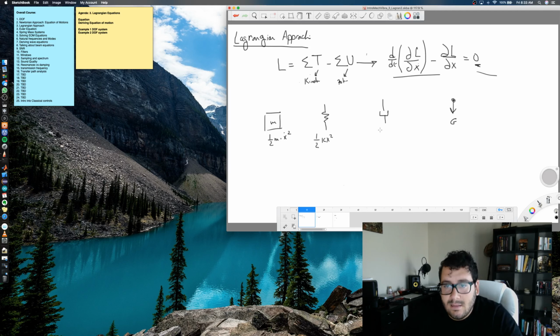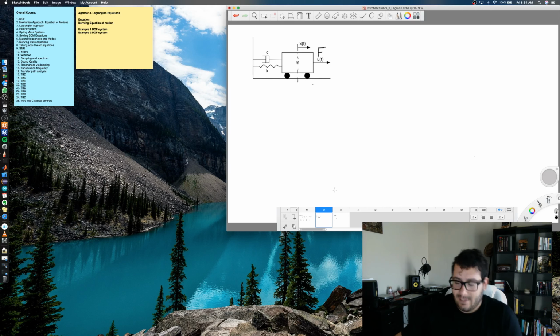The damper is not going to be accounted for in this equation. It's going to be accounted for when I try to understand where I lost my energy, so this one will stay as is, C x dot. And when I'm talking gravity effect, I'm really talking about potential energy, which is mgh, or mgx.